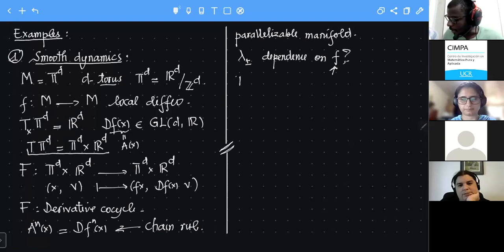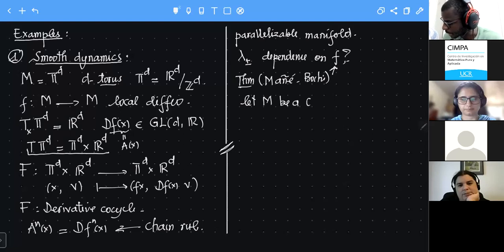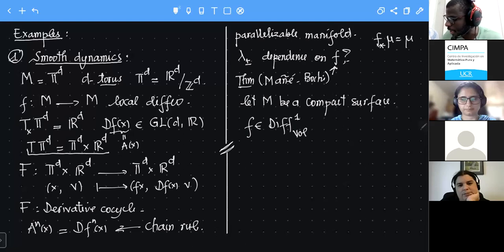So let me first state a theorem due to Mañé and Bochi. The theorem says that if you consider, let M be a compact surface, so this is a two-dimensional manifold. You take F to be a diffeomorphism of class C1, volume preserving, that preserves the volume M. Recall that F preserves a probability measure if it satisfies this. So in this case, F preserves the volume M.